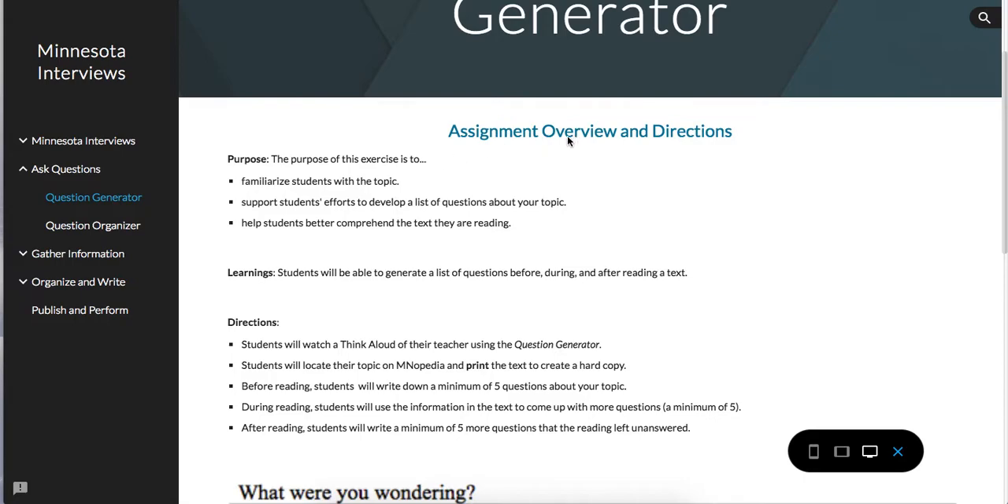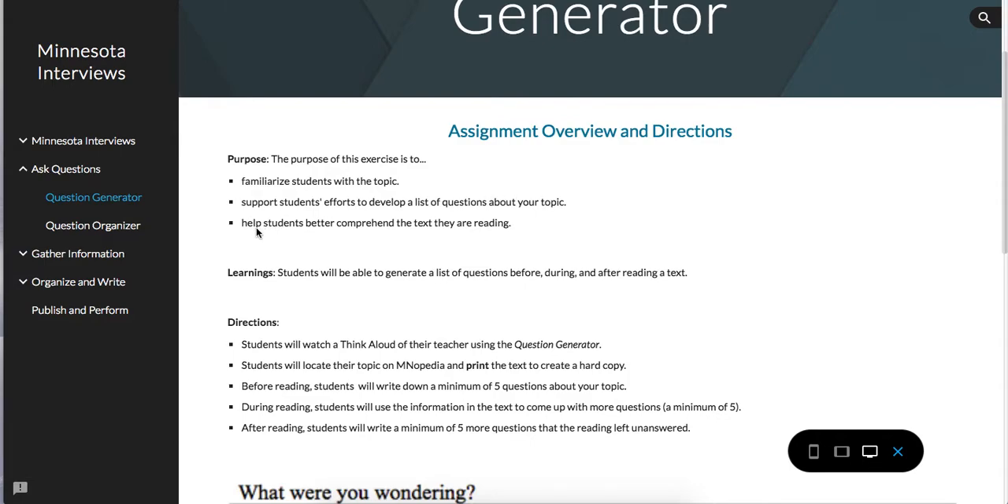Specifics about this assignment, so this is an overview and directions. The purpose is you're going to familiarize yourself with your topic. I did Dred Scott, so I'm going to use a basic article or reading to wrap my head around Dred Scott. The purpose of this exercise is to support students' efforts to develop and list questions about your topic. So when we're done with this process, you're going to have a whole bunch of questions to pursue even further research about your topic. Hopefully I have a bunch of questions left unanswered, so I need to do more research on Dred Scott.